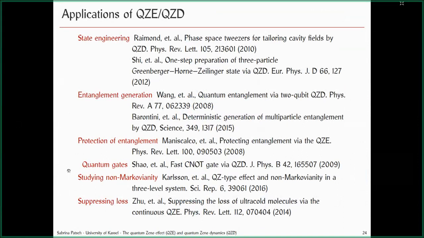We can study non-Markovianity. I already showed you in my example, in the project that I showed you, that we generate non-Markovianity, but it's also in general possible to study the non-Markovianity. And also, very strongly related to the decoherence-free subspaces, we can suppress the loss of our system. So these are just some examples. There are a lot of papers on quantum Zeno effect and quantum Zeno dynamics, and you can look into them and find many nice things.